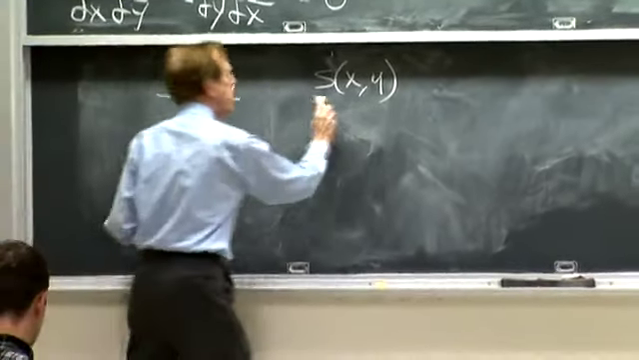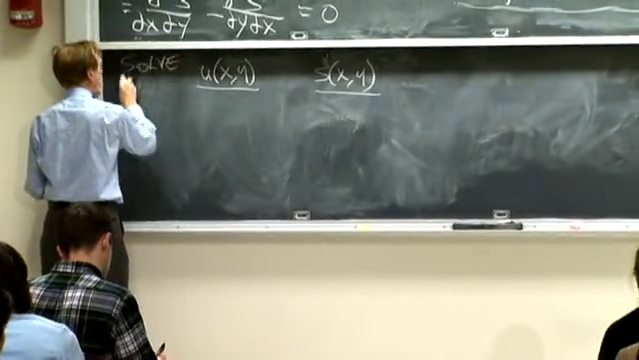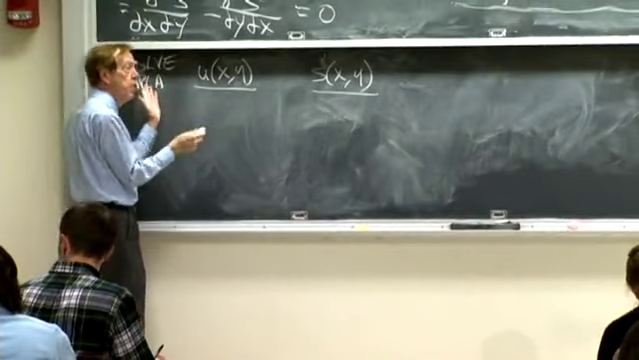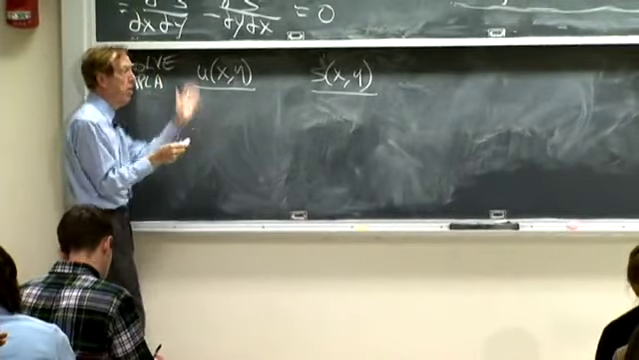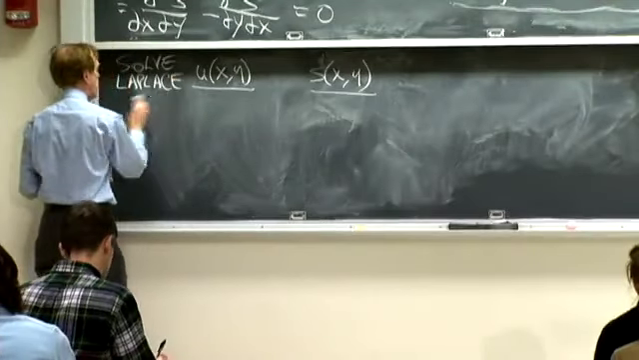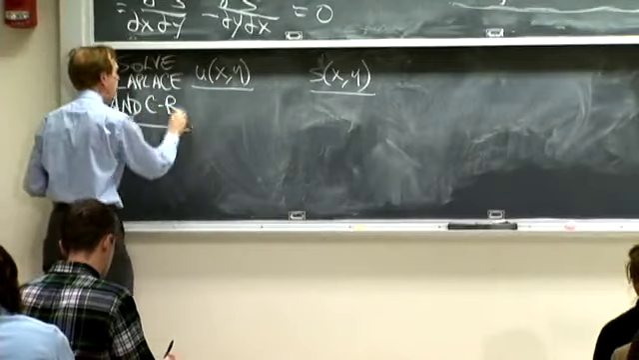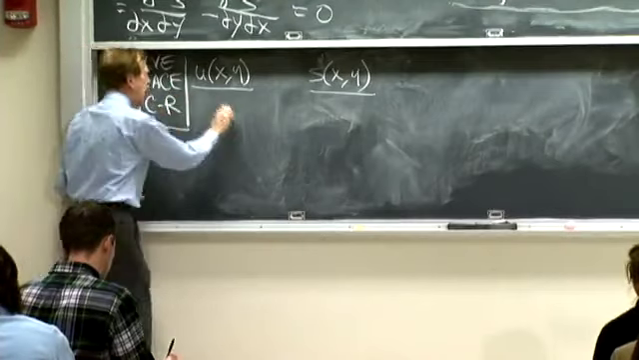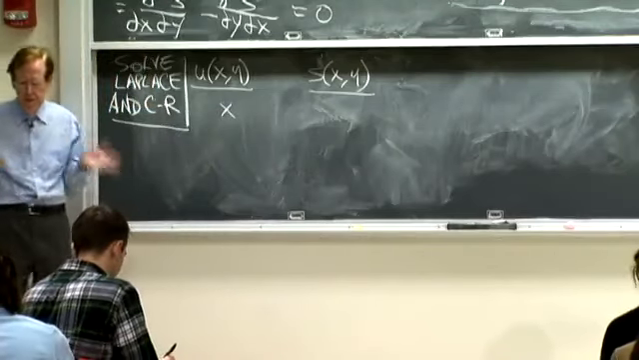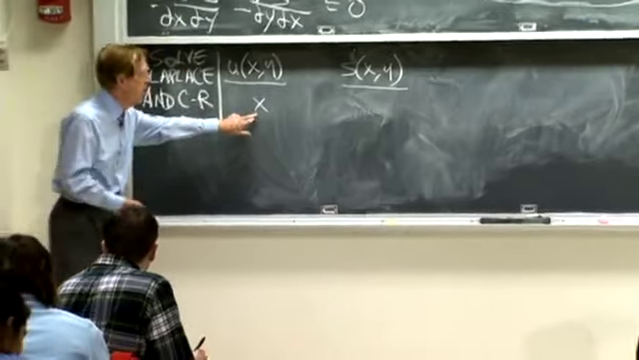These are solutions to Laplace's equation. So we've got Laplace's equation in our minds. Actually, furthermore, they solve Cauchy-Riemann, because they're going to be connected by our Cauchy-Riemann equations. So solve Laplace and Cauchy-Riemann. Okay. Suppose I take u of x, y equal x. I'm going to start with an easy solution. That certainly solves Laplace's equation.